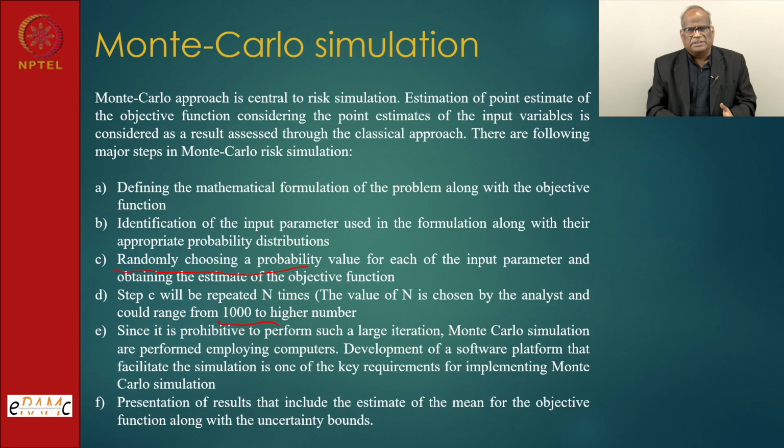This used to be computationally intensive, but now that is not a problem. Even though Monte Carlo simulation is up to 1000 or 1200, a minimum of 1000 iterations is required. For fine tuning the result we can go up to 5000, because computers are very advanced now. Then the presentation of results includes estimates of the mean for the objective function and the uncertainty bound.